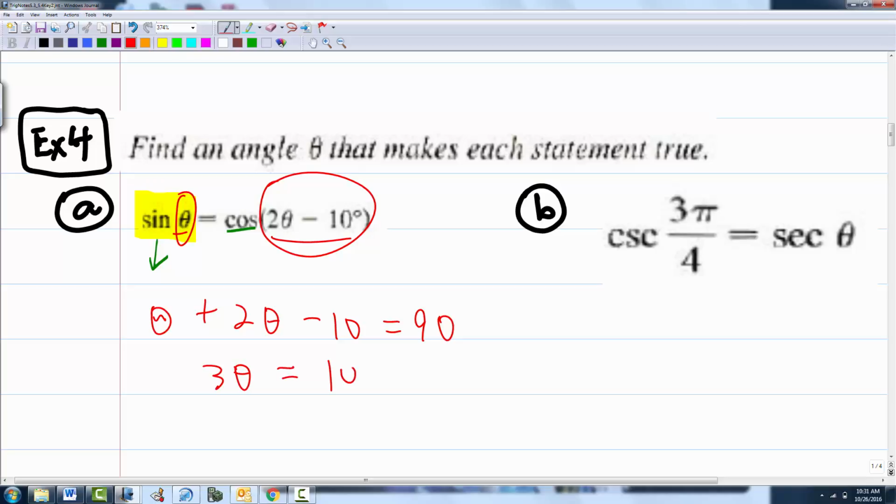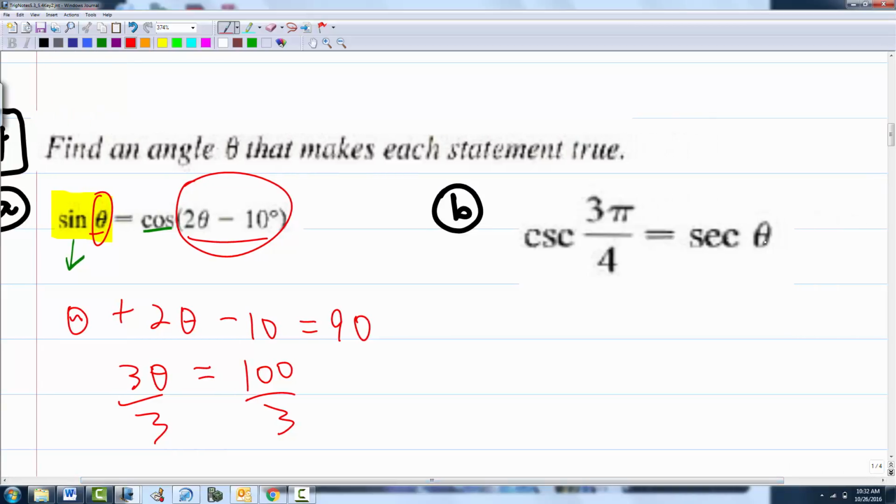Add 10, hundo, divide by 3. Fractions. That's 33. Is that 33 and a third? What is 100 divided by 3? 33 and a third. That's what I thought. Then this one, not so much. We could do what I said there.